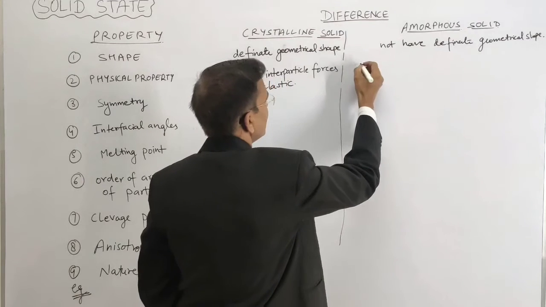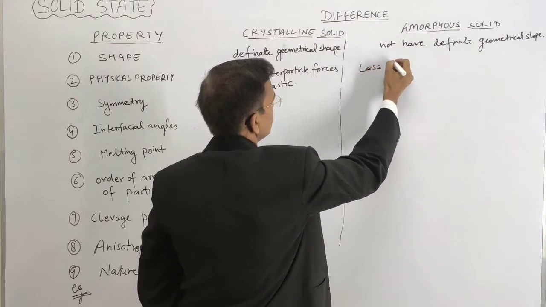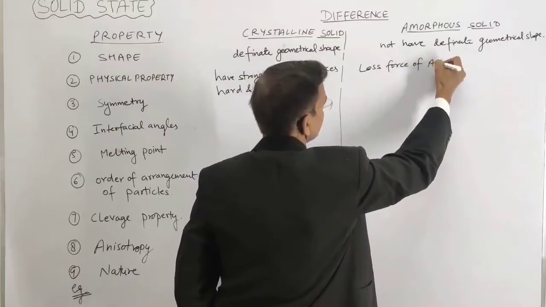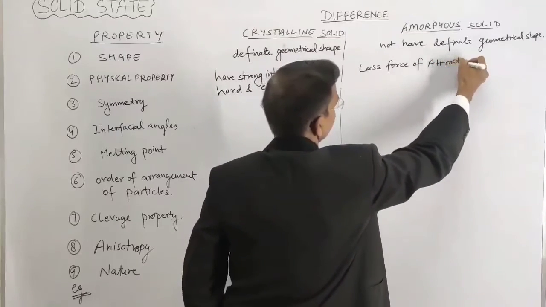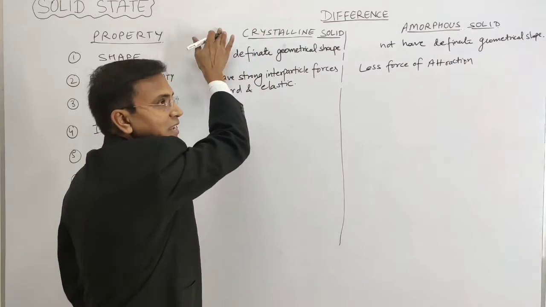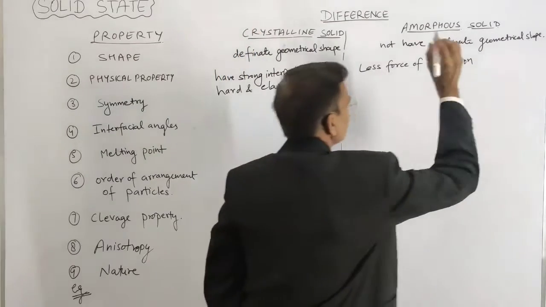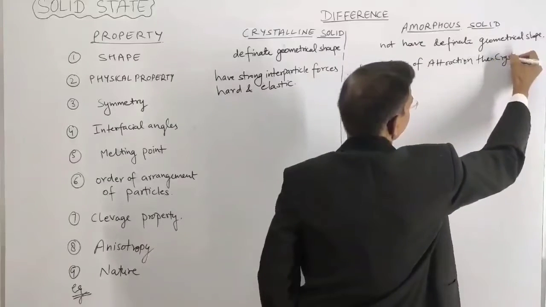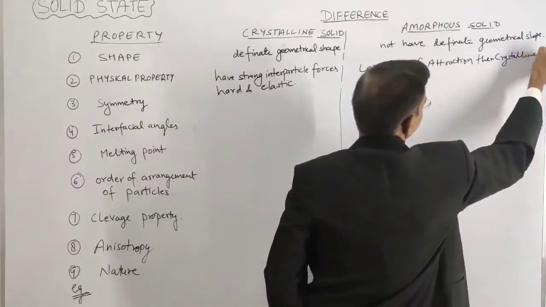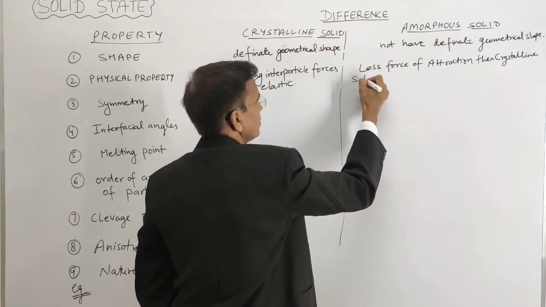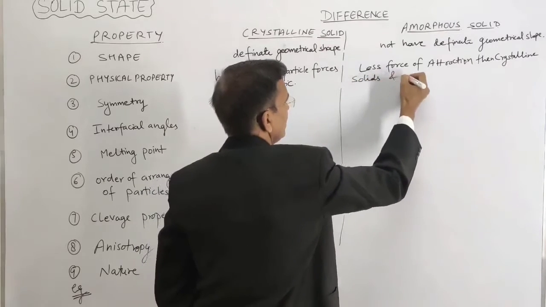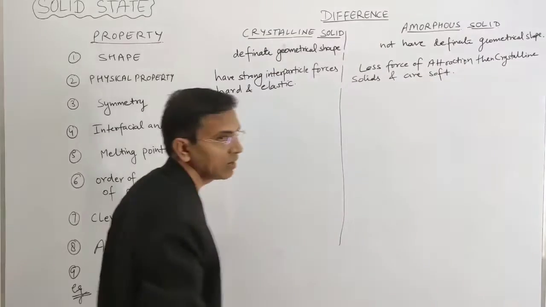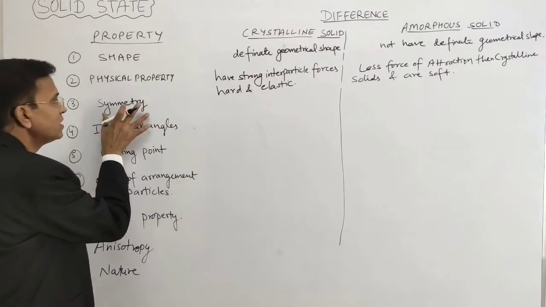But in case of amorphous solids, there is less force of attraction in comparison to crystalline solids, right? Amorphous solids are soft, right? Now the next is the symmetry.